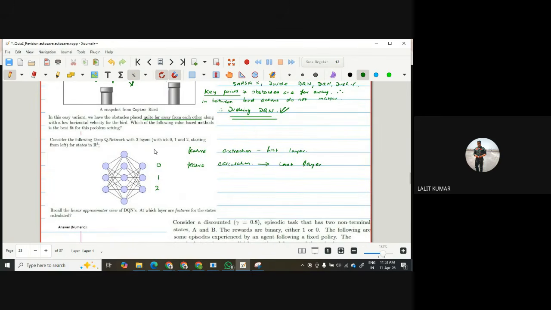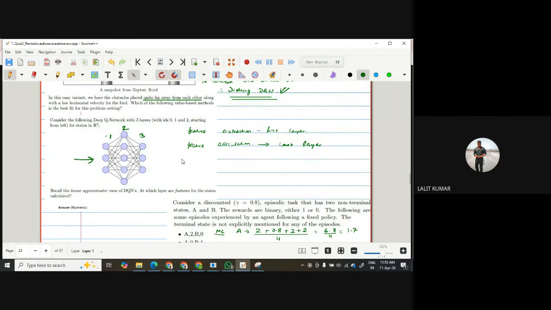Okay. Consider the following DQN network with three layers, IDs 0, 1, 2, 3, starting from left. So recall the linear approximator view of DQN. At which layer are the features for the states calculated? So where we do the calculation of the features, we are doing it here. Here it is only the feature extraction. So this will be 3.